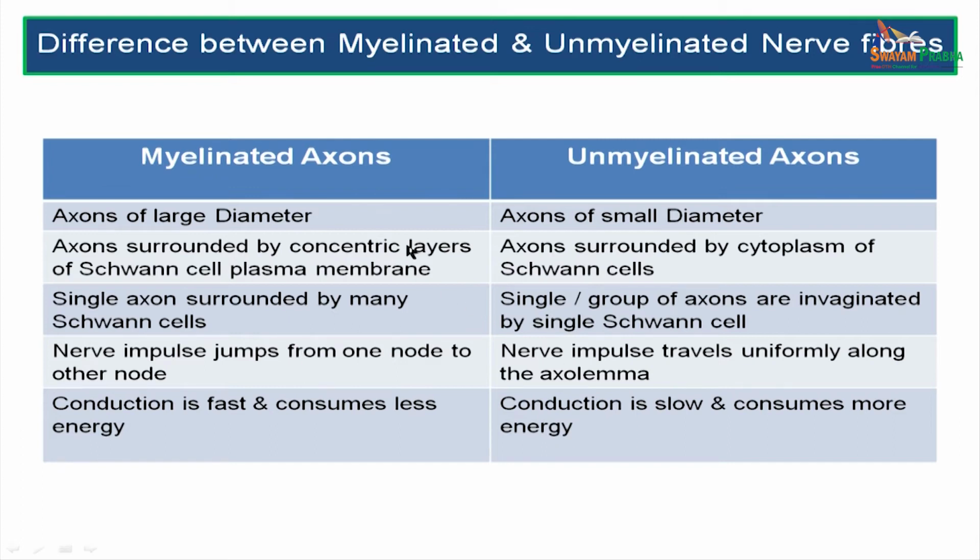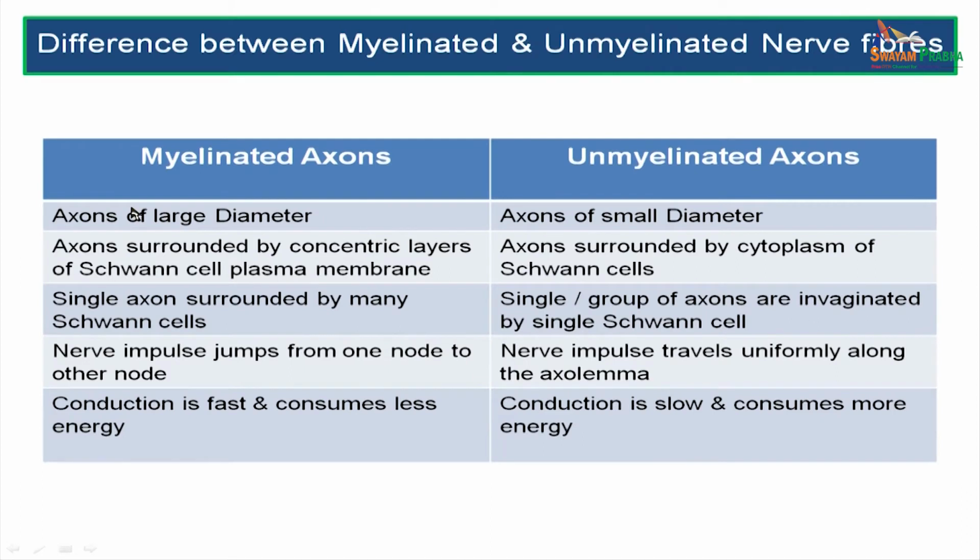Let us summarize differences between myelinated axons and unmyelinated or non-myelinated axons. Myelinated axons usually have a larger diameter, whereas unmyelinated axons are usually of a smaller diameter. The myelinated axons are surrounded by concentric layers of Schwann cell cytoplasm and plasma membrane, whereas in the unmyelinated, axons are surrounded just by cytoplasm of Schwann cells. In myelinated, a single axon is surrounded by many Schwann cells. In unmyelinated, groups of axons are invaginated by a single Schwann cell.